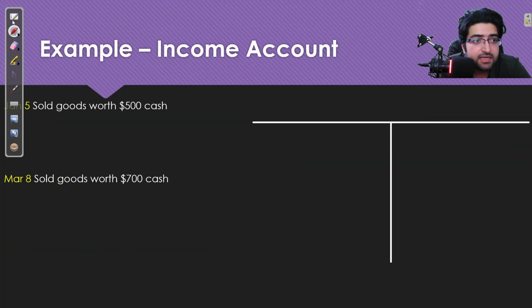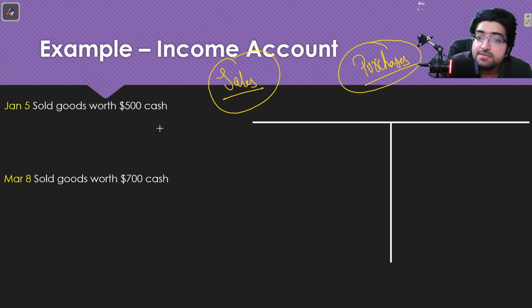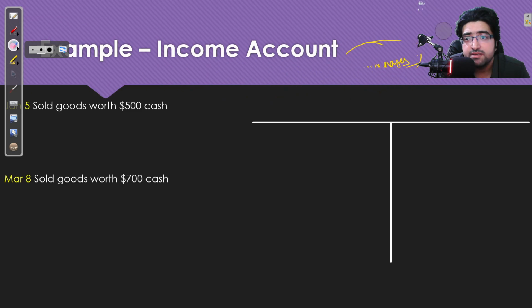Okay, example income account. See, sales is also an income. Okay, and similarly purchases are also an expense. So treat them in the same way. In the income statement, we only have expenses and incomes. Sales is an income and purchases is an expense. So it is treated the same way like we will treat expense and income accounts and move the balances to the income statement.